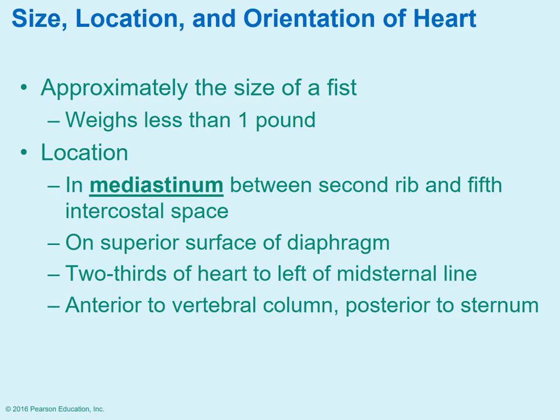The heart is about the size of your fist. It weighs less than a pound. It's located in the mediastinum, roughly between your second rib and the fifth intercostal space. It is resting on top of the diaphragm, so it's superior to the surface of your diaphragm. It is not exactly in the middle. It is more towards the left of your mid-sternal line. That's why, actually, yes, it's true, your left lung is slightly smaller than your right lung to make room for the heart.